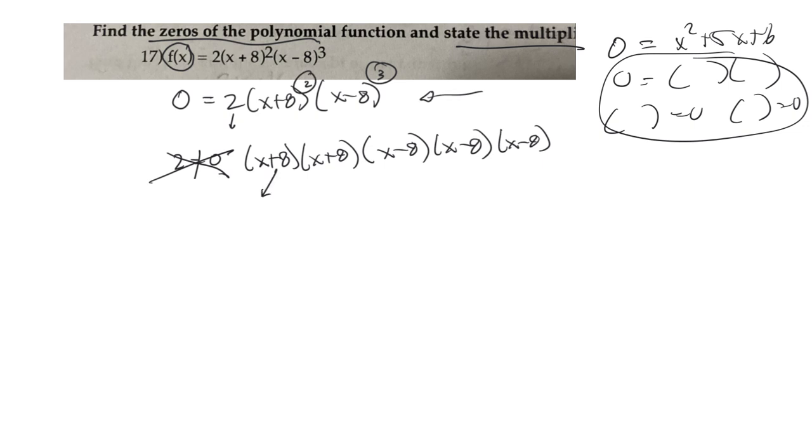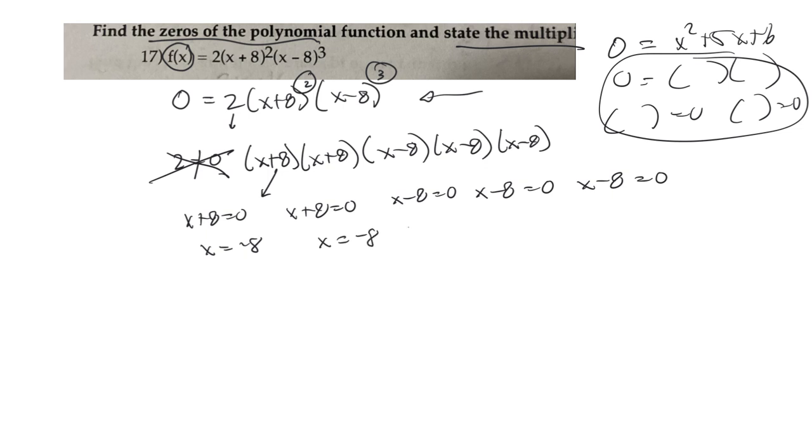So set each of those equal to 0. x plus 8 is 0, x plus 8 is 0. And you're probably thinking, why are you doing all this? You know what the answer is already. But to solve each equation, I'll subtract 8, add 8, add 8, add 8. So the zeros of my polynomial are negative 8.